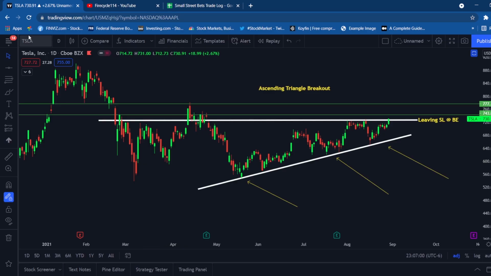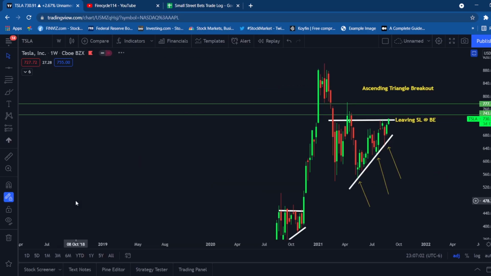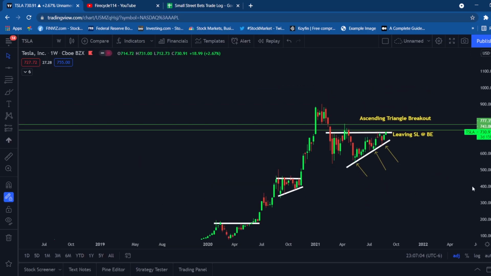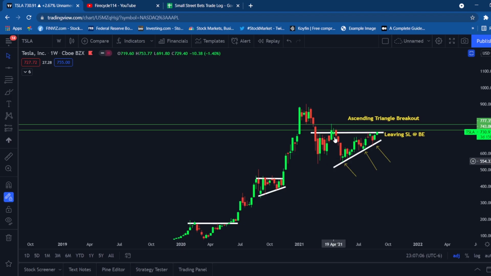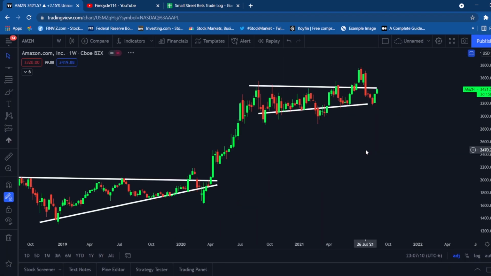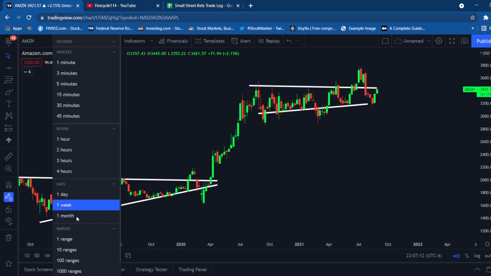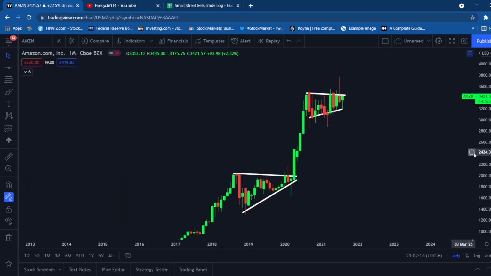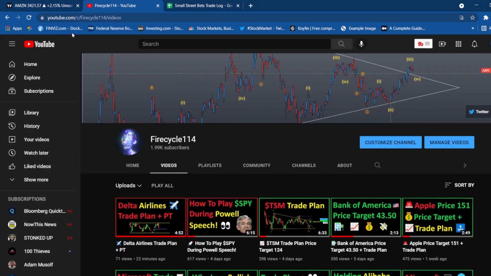The higher the time frame the pattern is in, for example weekly, the stronger and more powerful it is. I do kind of see an inverse head and shoulders right over here, but I'll be making another video on the Amazon monthly chart. I'll be actually scaling into Amazon LEAP debit spreads.